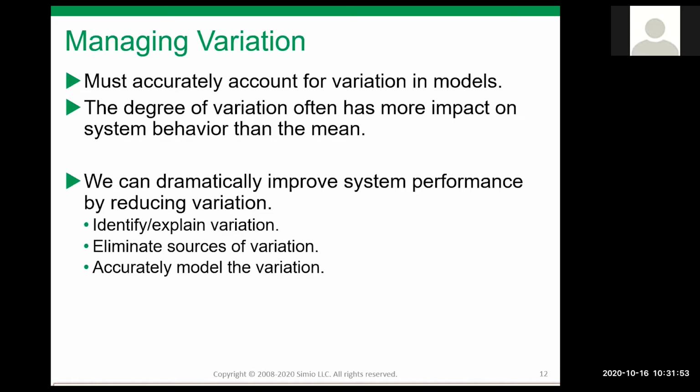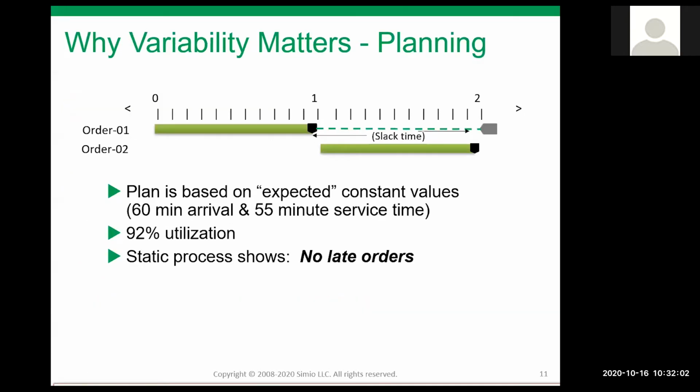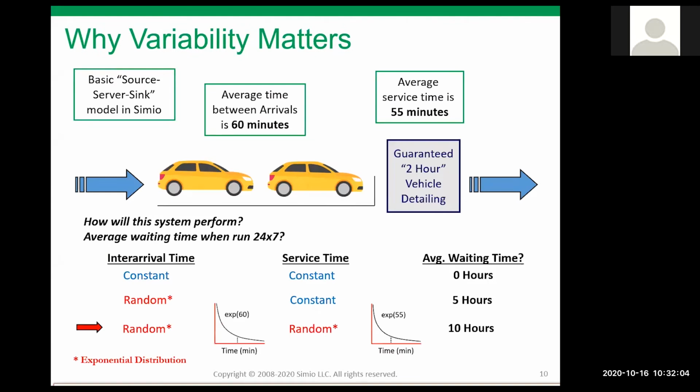So often the degree of variation is much more important than the mean. So if I went back to this problem, if I change the 55 minutes or change the 60 minutes up or down by a few percent, that is probably way less important than getting the variation correct on that.